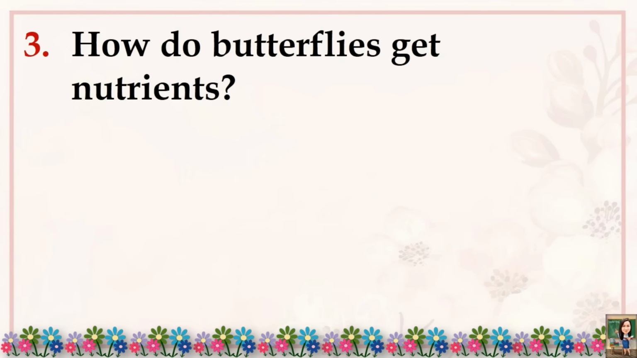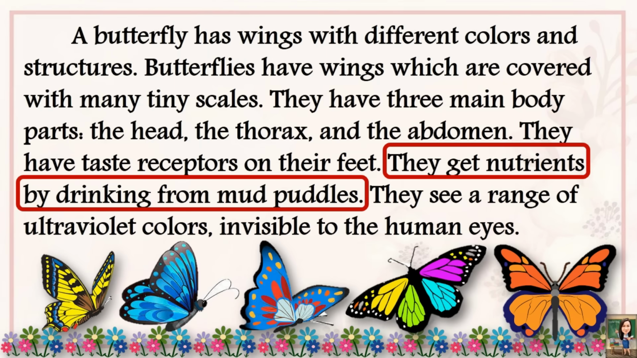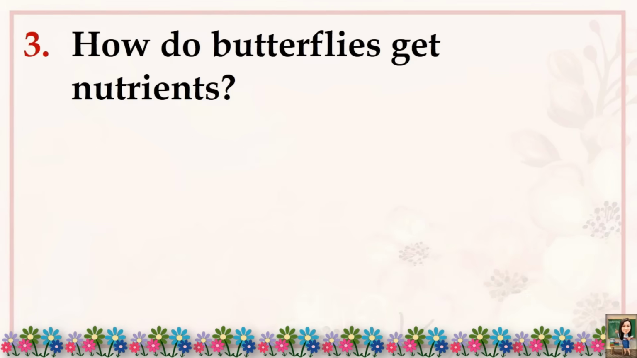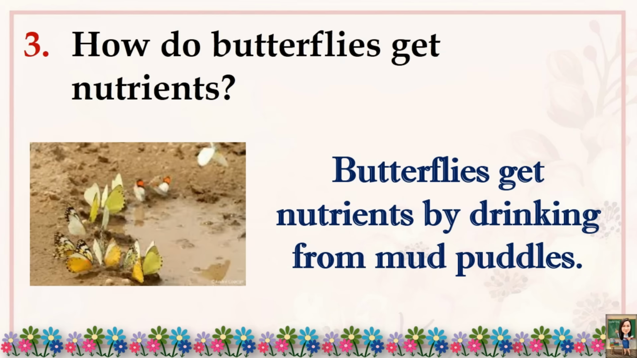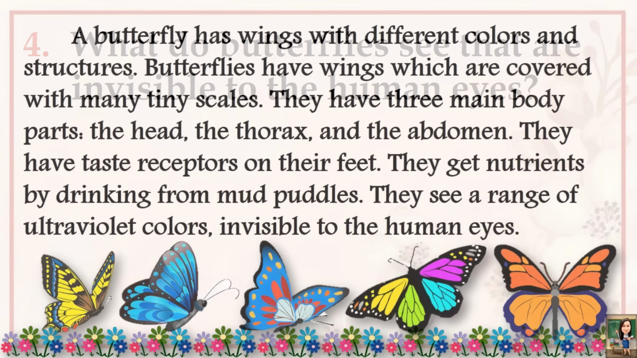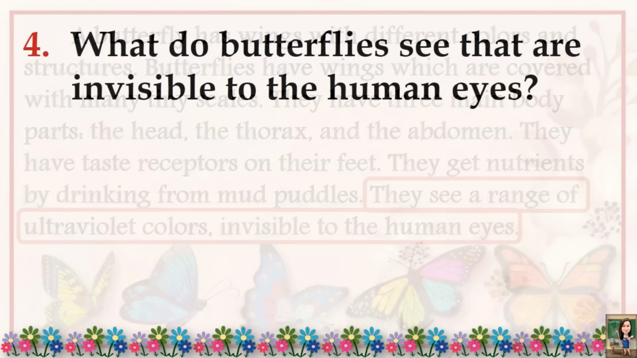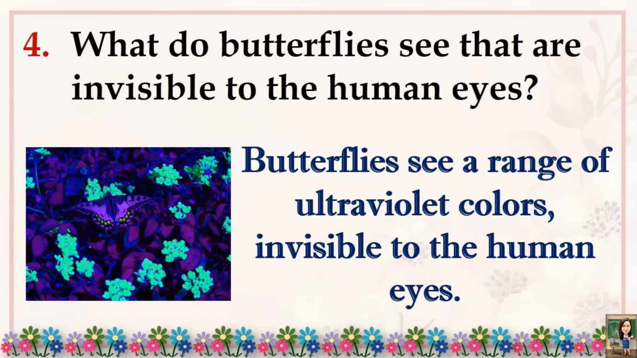Number 3. How do butterflies get nutrients? Let's go back to the selection. They get nutrients by drinking from mud puddles. So the answer to this question is: butterflies get nutrients by drinking from mud puddles. Number 4. What do butterflies see that is invisible to the human eyes? Let's go back to the selection. They see a range of ultraviolet colors invisible to the human eyes. So the answer is: butterflies see a range of ultraviolet colors invisible to the human eyes.